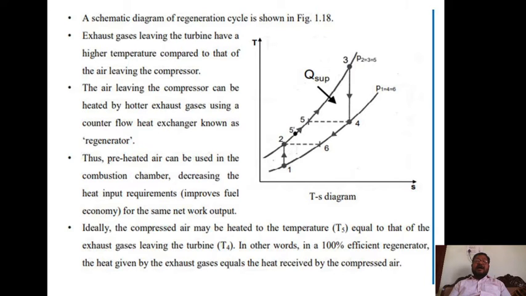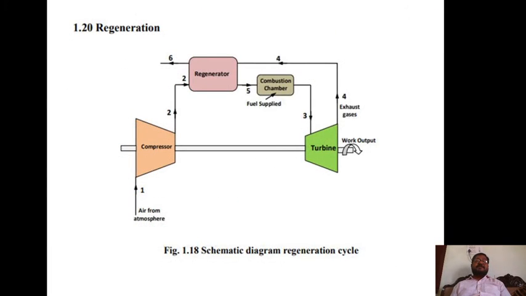Let us go to the previous diagram slide. You see 1 to 2 is the isentropic compression, 2 to 3 is the heat addition process, 3 to 4 is the expansion process, and 4 to 1, including the regenerator, is the heat rejection process. Okay, here.